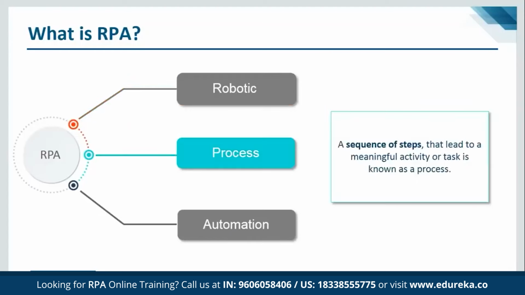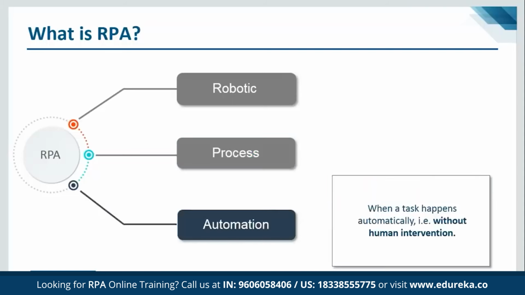Then comes process. A process is a sequence of steps which lead to a meaningful activity. For example, you make tea. To make tea, the first step would be to pour some water and let it boil, then put some tea leaves, let it boil, and then pour some milk in it. Your tea is ready. So you did 3 steps, and with the help of these 3 steps, your tea is ready. So this becomes the process of making tea.